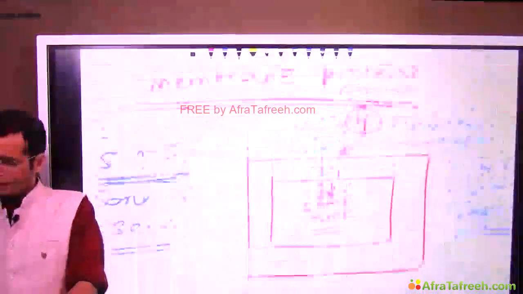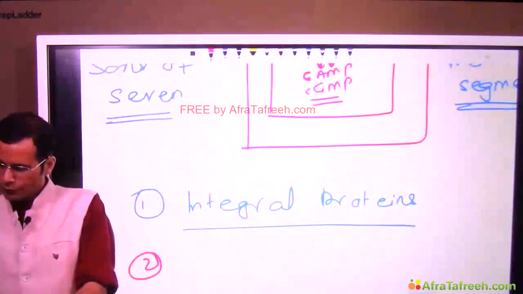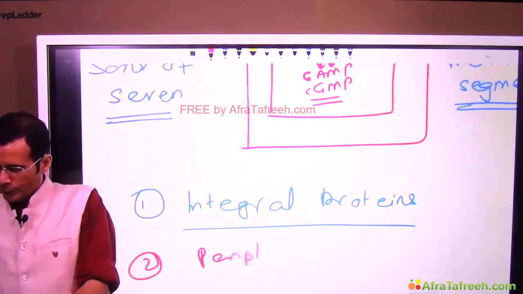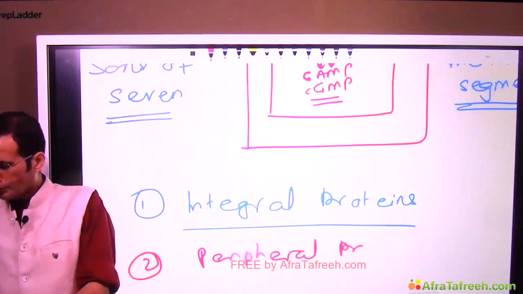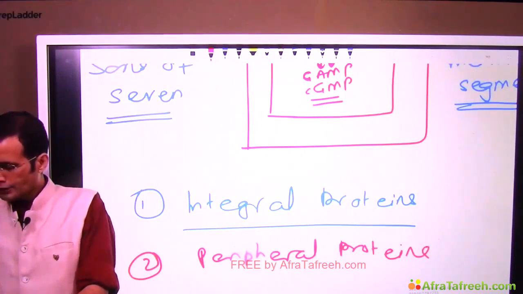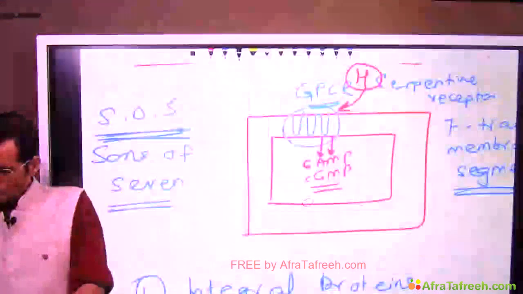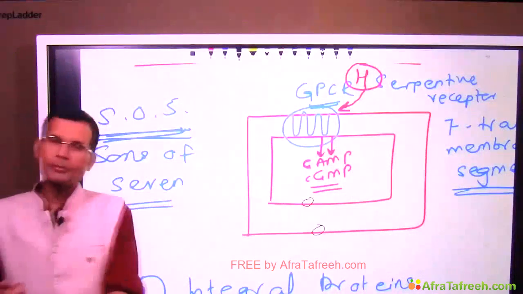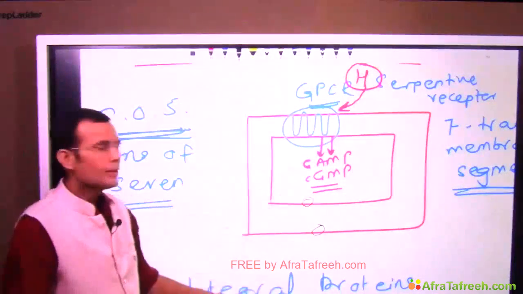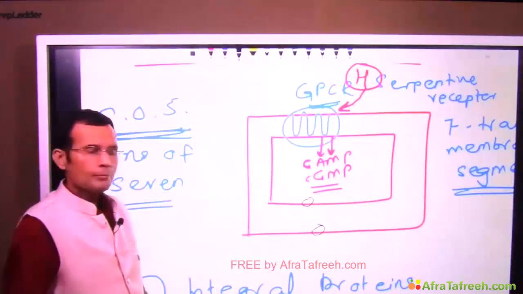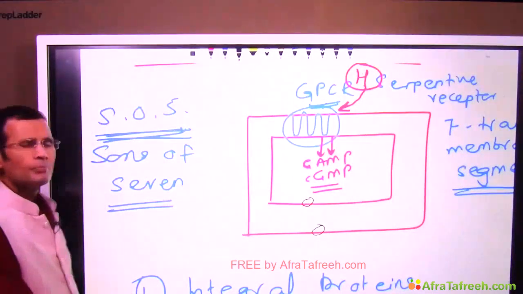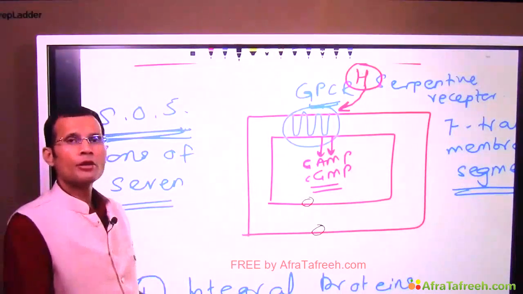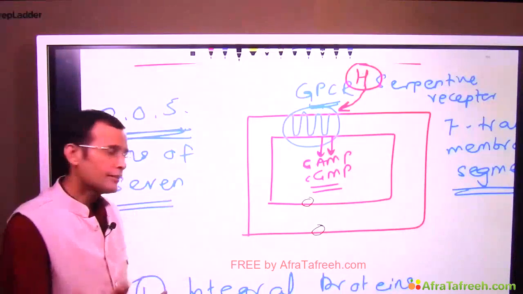So I gave you the example of integral proteins, and the other type, of course, is peripheral proteins. Peripheral proteins are attached to the membrane on one side of the membrane. They don't span the membrane, okay? They are attached on one side. Many of them are involved in cell-to-cell signaling for adjacent cells.